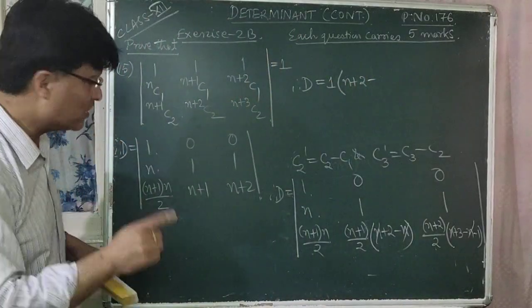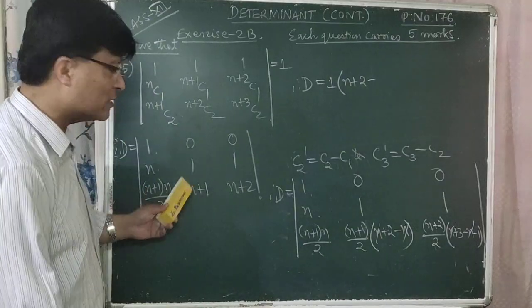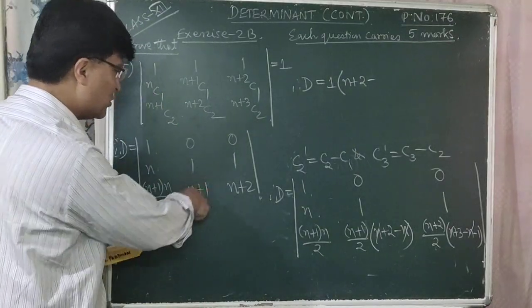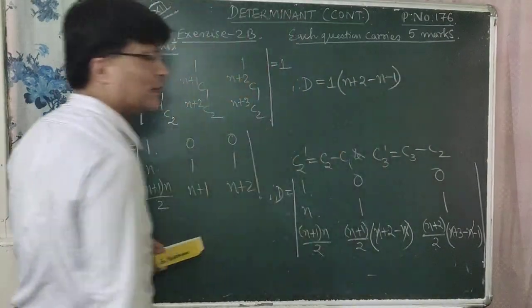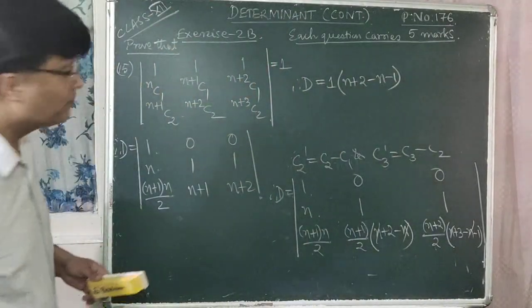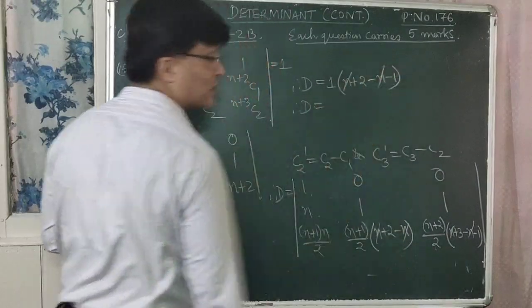Then 1 into n plus 1 is n plus 1. But because of this minus, here the sign changes. That is 1 into n plus 1 is n plus 1. So minus n minus 1. Is that clear? So therefore D is equal to, here n gets cancelled.